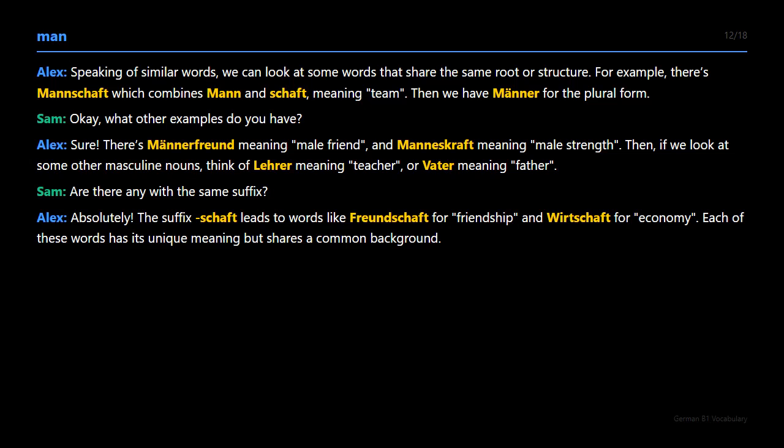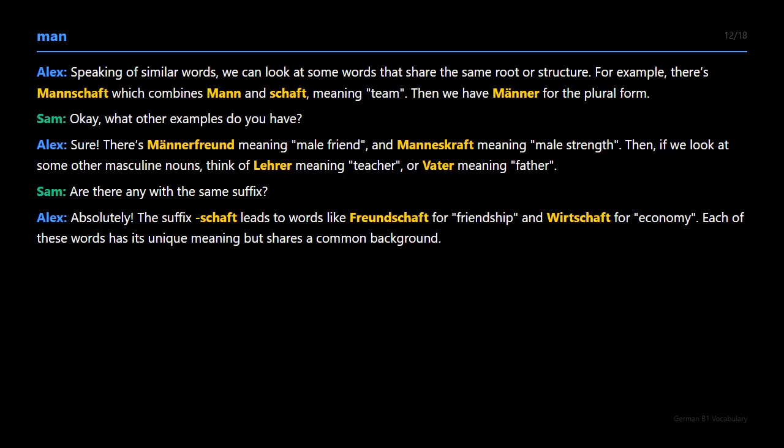Sure. There's Männerfreund, meaning male friend, and Manneskraft, meaning male strength. Then, if we look at some other masculine nouns, think of Lehrer, meaning teacher, or Vater, meaning father. Are there any with the same suffix?